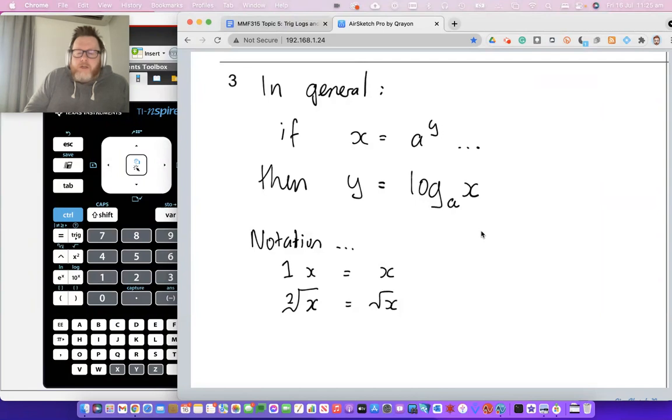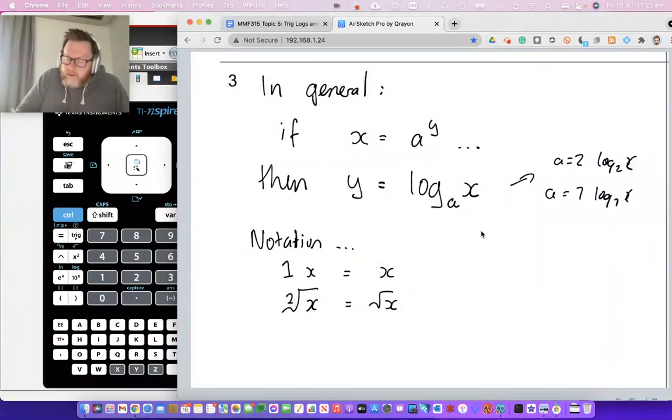Okay, quick word on notation. So if a equals 2, log base 2 of x; a equals 7, log base 7 of x; a equals 1.5, log base 1.5 of x. That's how you'd write it. If you remember, there are some occasions where we don't write in a number because it's implied. So if you see x by itself, it's implied that the coefficient is 1. 1 times x is x. If you see root x like this, it's implied that it's the square root of x. We don't write the 2 in because it's so common.